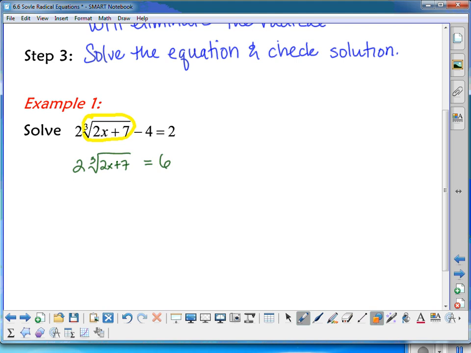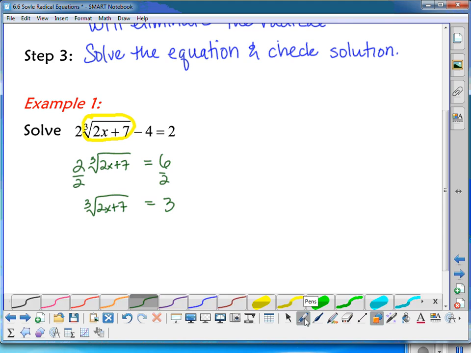And then I need to get rid of the 2. It's being multiplied, so the opposite of multiplication is division. So I'm going to divide both sides by 2. And so I have the cube root of 2x plus 7 is equal to 3. So now I've got the radical all by itself on the left side of the equation.